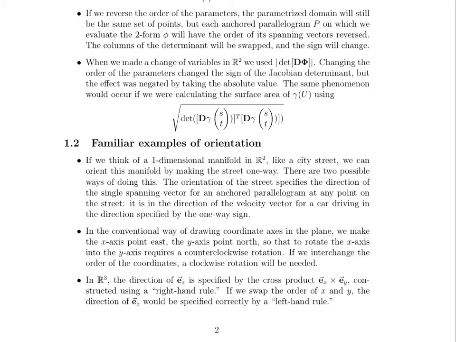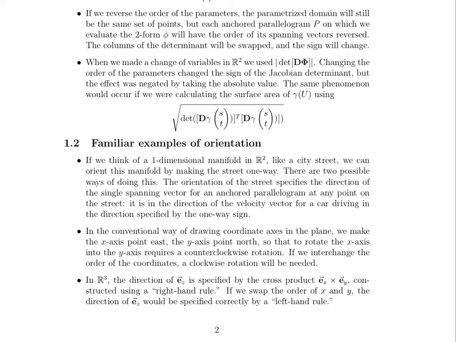Now, orientation is an important issue to think about. If we think about a one-dimensional manifold being like a city street, we can orient that manifold by making the street a one-way street. We say, this is the direction that traffic travels on it. And there are two different ways of doing this.